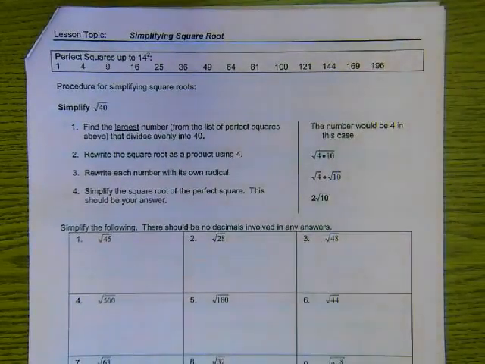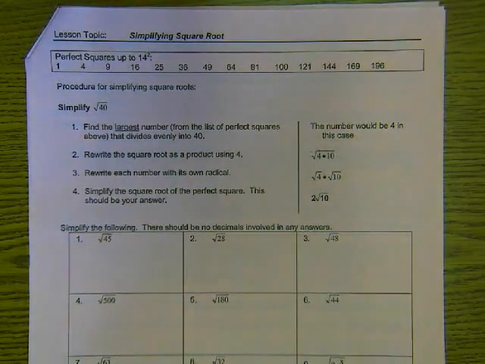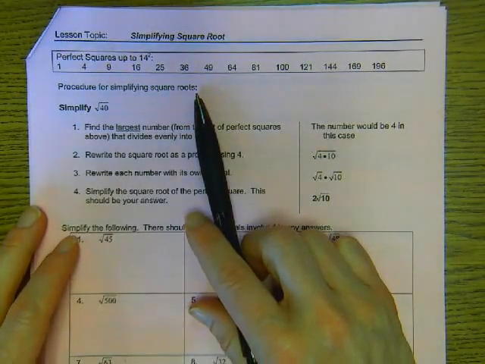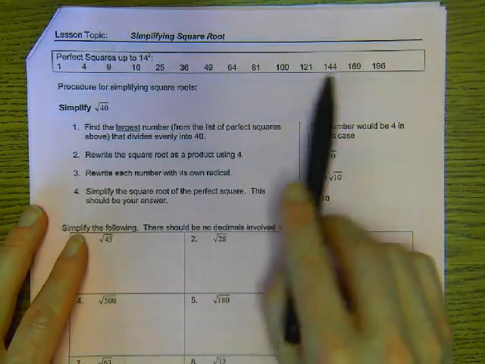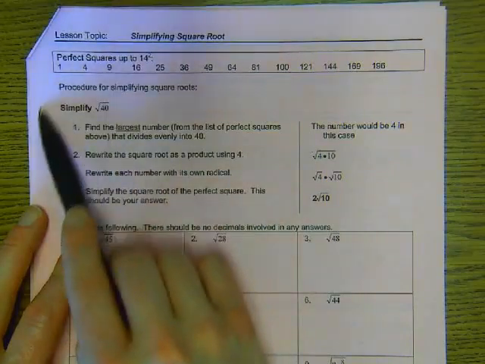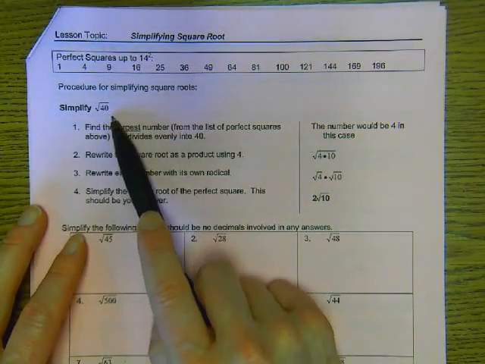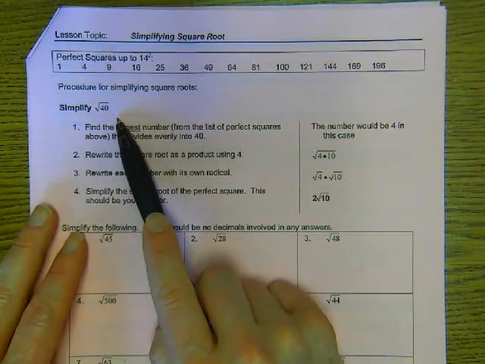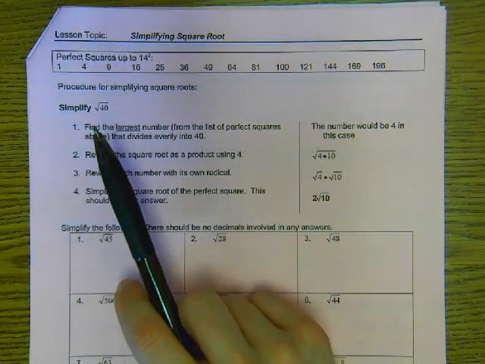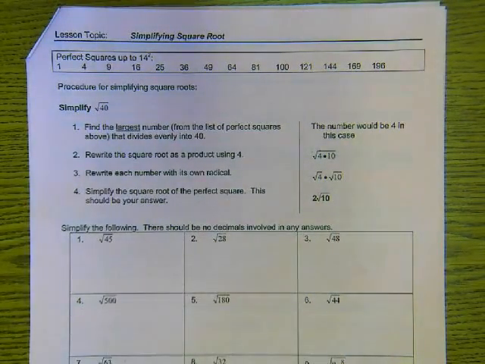What I wrote at the top, mostly we're going to practice today. What I wrote at the top is the procedure for simplifying square roots. So you're going to either take your root card, or I have a nice compiled list for you at the top. And what we're going to try to do is we're not going to type in the square root of 40. We're going to try to pull out a perfect square, the largest perfect square.